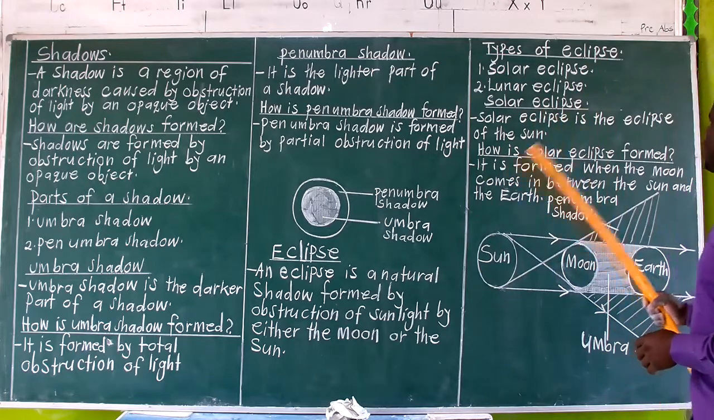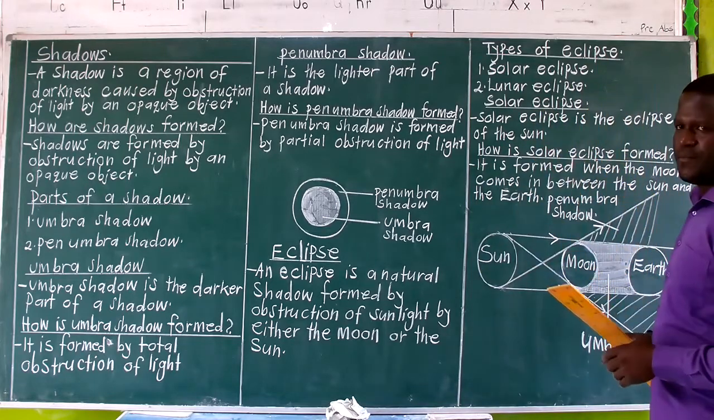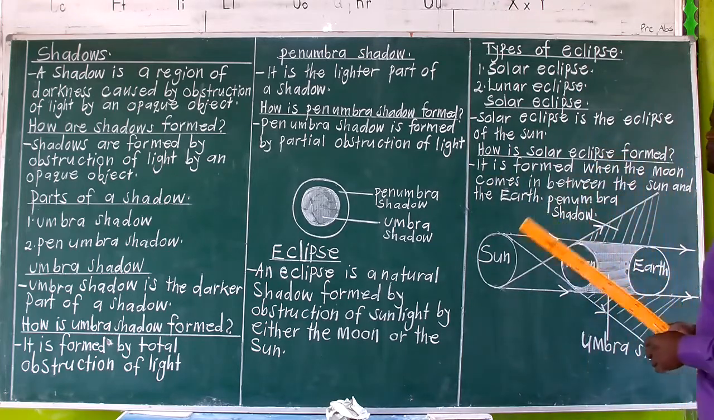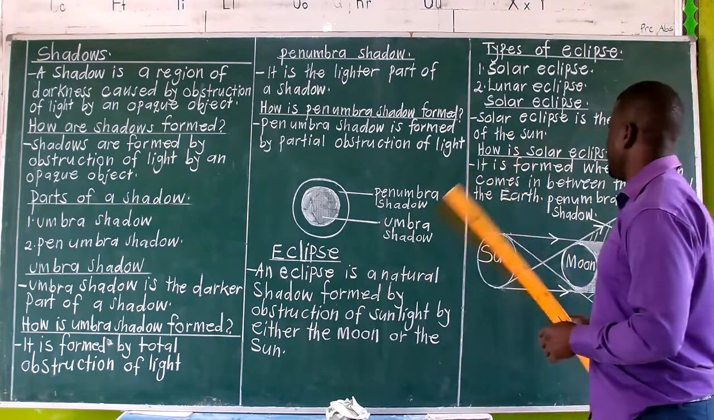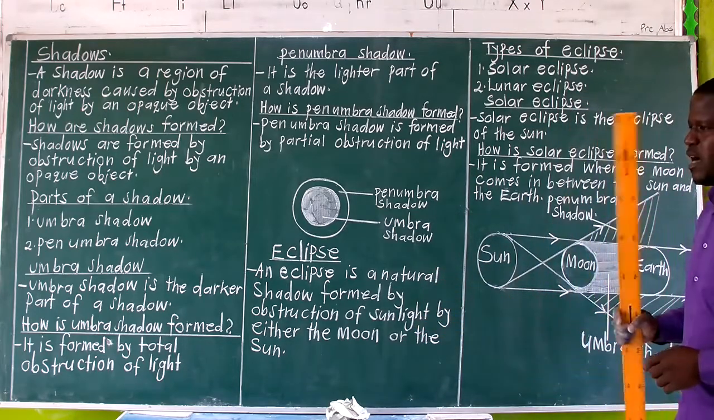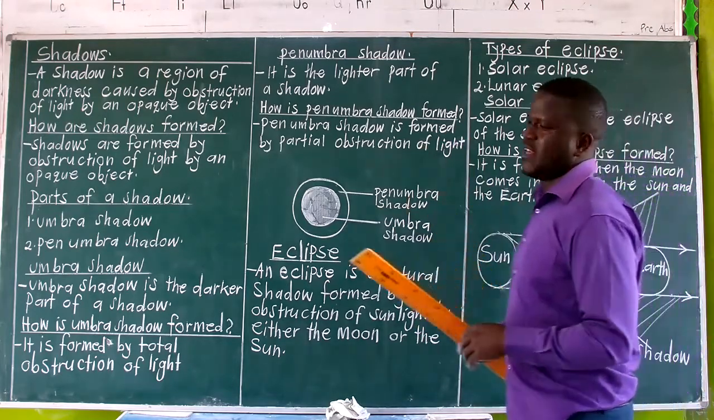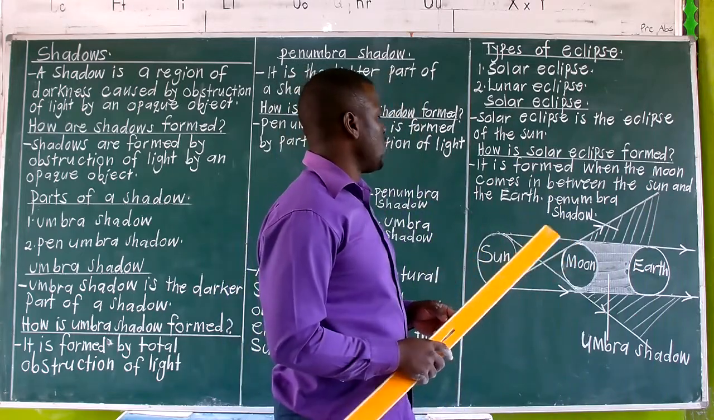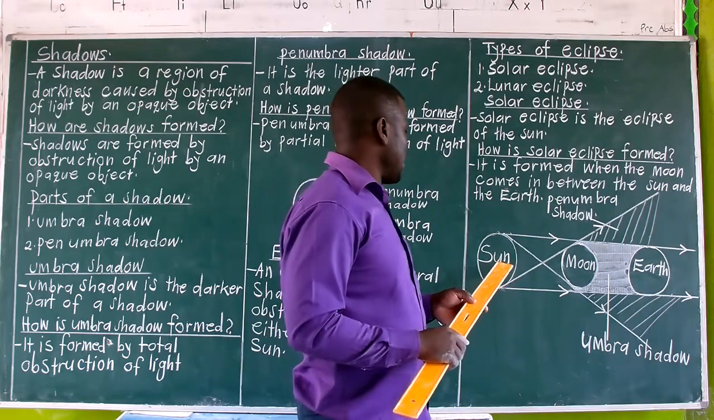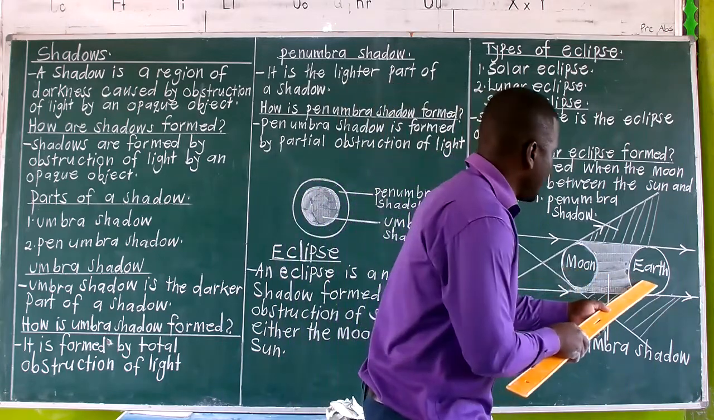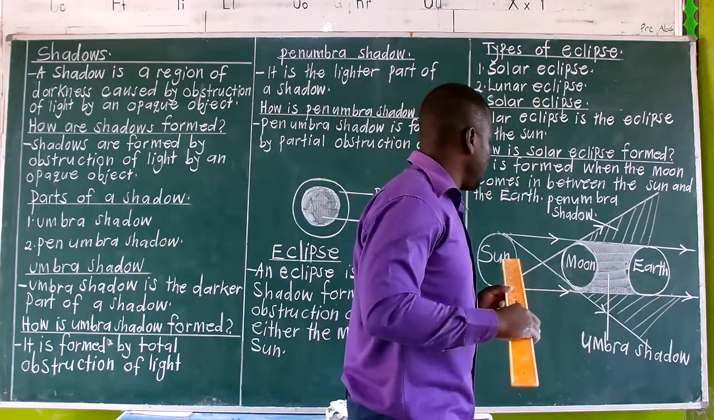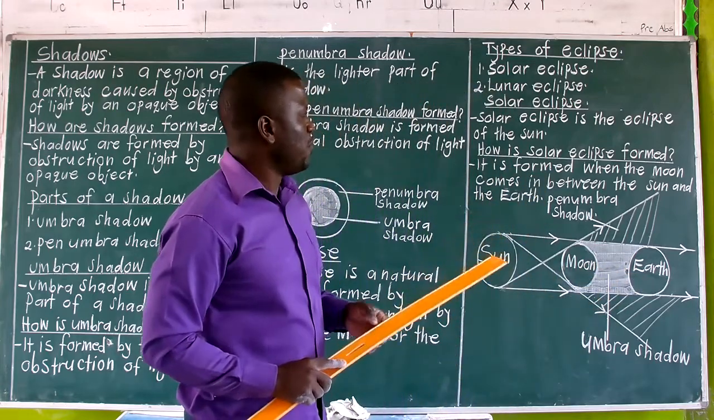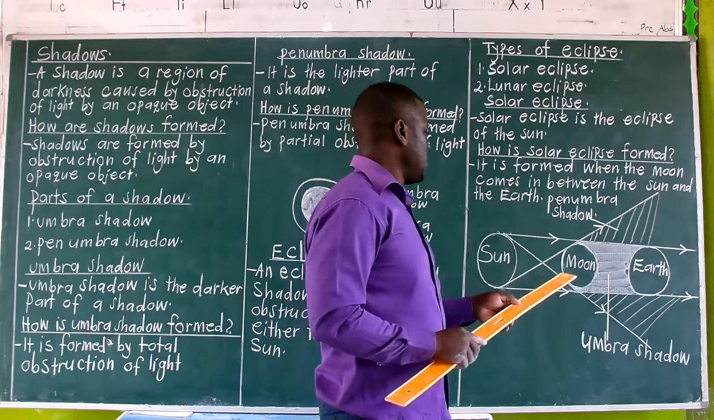What is solar eclipse? Solar eclipse is the eclipse of the sun. And how is it formed? It is formed when the moon comes in between the sun and the earth. So when the moon comes in between the sun and the earth, the eclipse which is formed is called solar eclipse. If you look at this diagram, we have the sun, the moon, and the earth. The moon is in between the sun and the earth, and the eclipse that is formed is called solar eclipse.